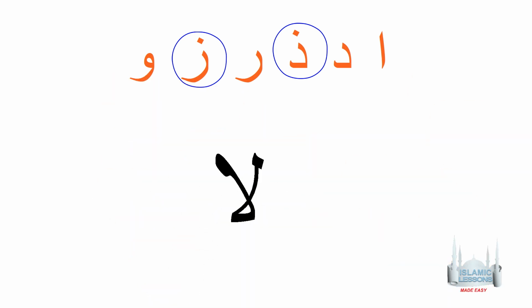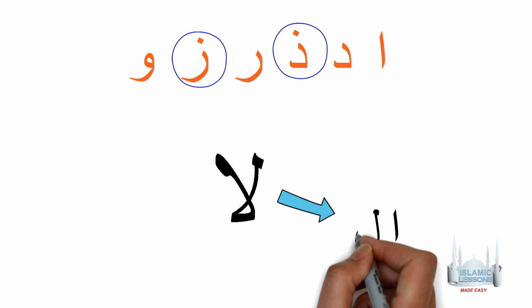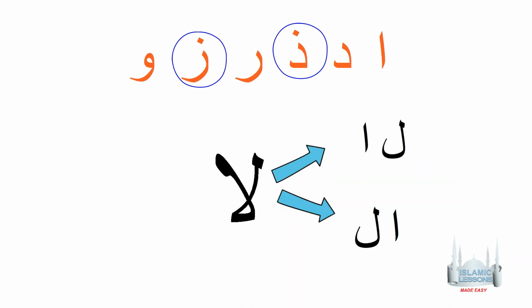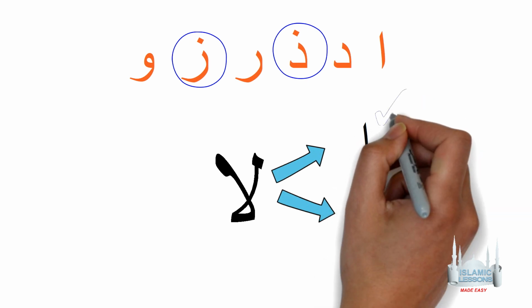It's a tricky one. There are 2 letters involved, the Alif and the Lam. So, is it Alif Lam or is it Lam Alif? Well, it can't be Alif Lam because we said the Alif cannot join anything after it. Therefore, it must be Lam Alif.